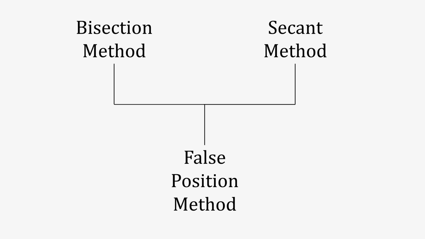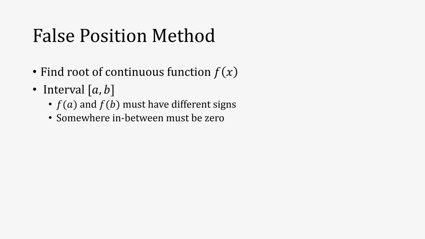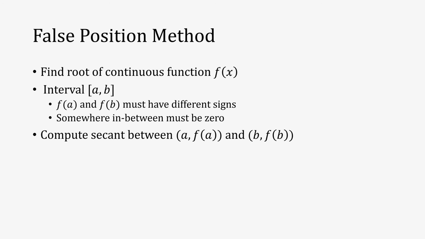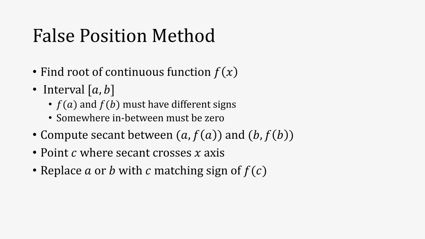If you haven't seen my videos on bisection method and secant method, I would recommend watching them now. Don't worry, they're short. So how does false position method work? Given some function f of x, you use an interval a and b where f of a and f of b have different signs. That means that somewhere in between they must have crossed the x-axis. You compute the secant between those points, and where that secant crosses the x-axis you'll call point c. More on that later. Then you replace a or b with c, and keep repeating until you find the root.